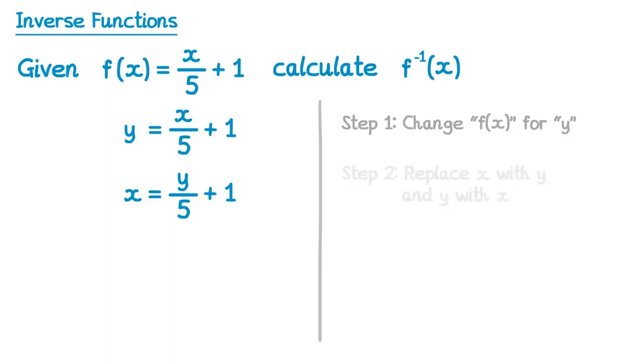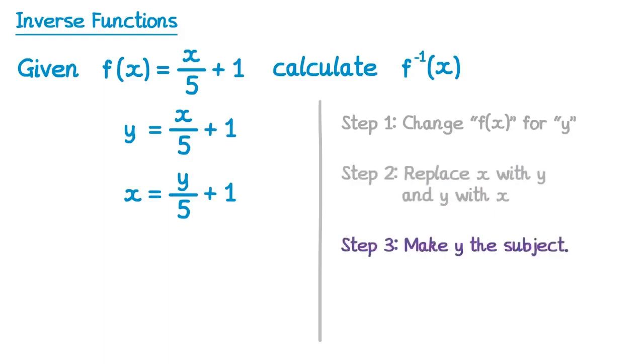And then on to step 3, which was rearranged to make y the subject. So for this one, I'd subtract 1 from both sides. If we do that on the right hand side, we get y over 5, the 1's will cancel. And on the left hand side, if we subtract 1, it's x take away 1.